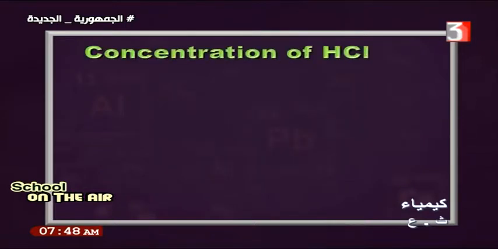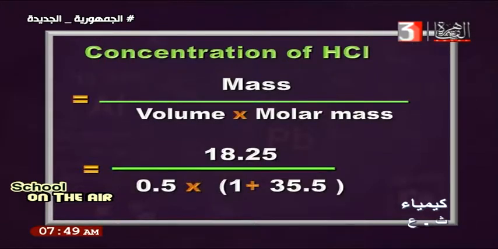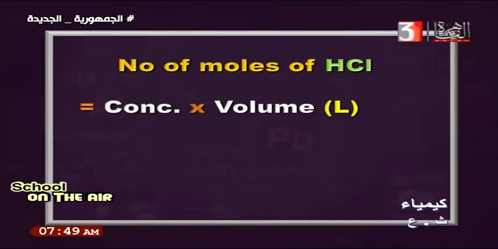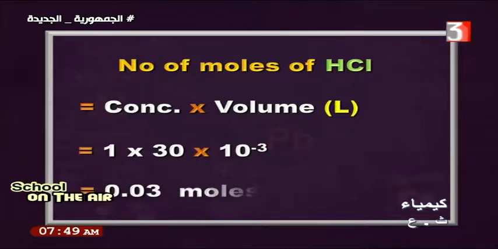What is the solution of this problem? The concentration of hydrochloric acid equals mass over molar mass times volume. So 18.25 over the molar mass of hydrochloric acid, because we dissolve this mass in 0.5 liter, so the concentration of hydrochloric acid equals 1 molar. Then the number of moles of hydrochloric acid equals its concentration times volume, so 1 times 30 times 10 power negative 3 equals 0.03 moles.